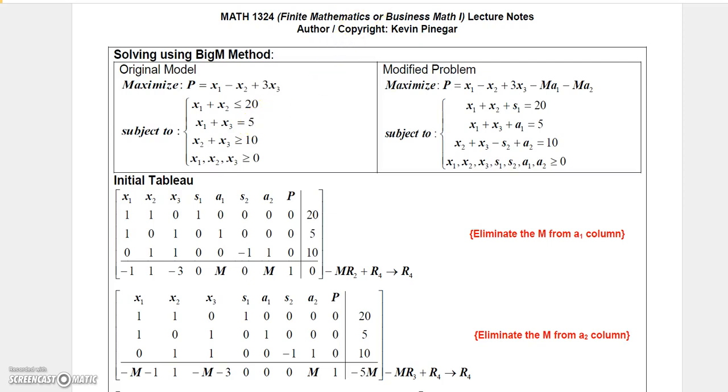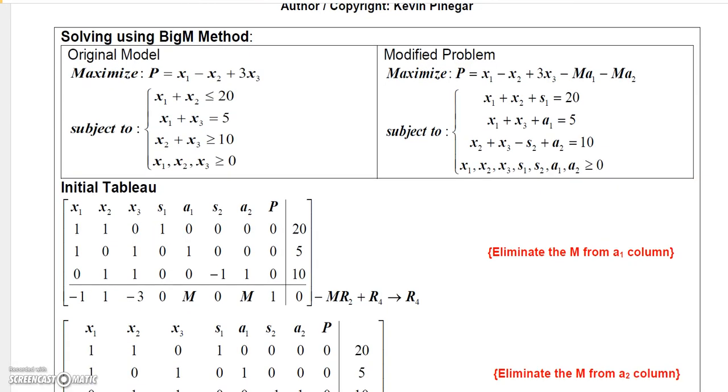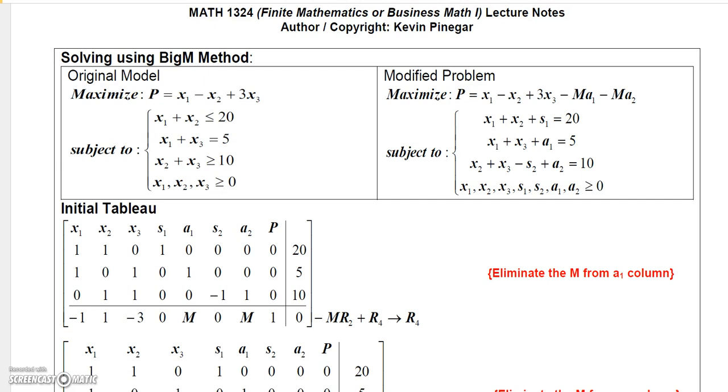These problems are no fun to solve by hand, but I'll go ahead and take a crack at showing you how to solve a small one here by hand. Here we're maximizing P equals x1 minus x2 plus 3x3, subject to x1 plus x2 is less than or equal to 20, so I have a less than constraint. And then here x1 plus x3 equals 5, so I have an equal to constraint. And then x2 plus x3 is greater than or equal to 10, so I have a greater than constraint. And then, of course, all of my variables are non-negative.